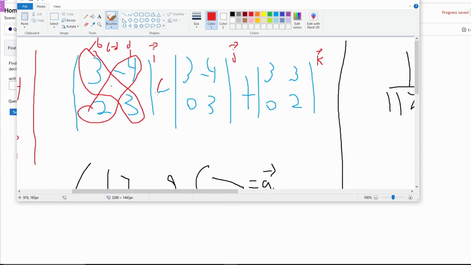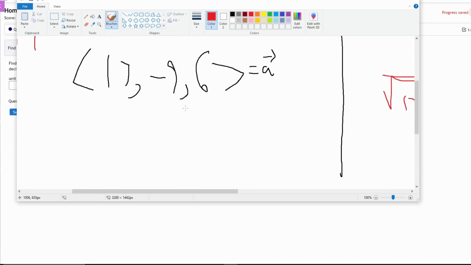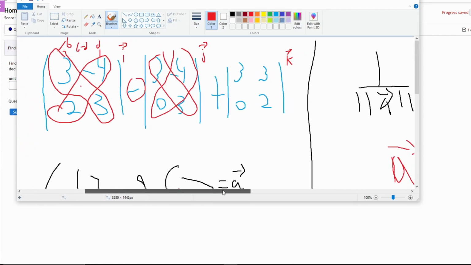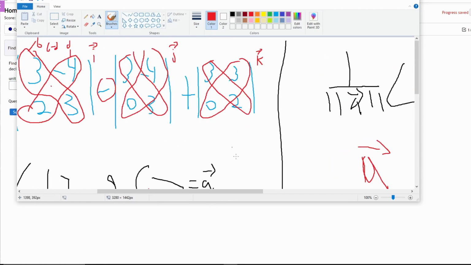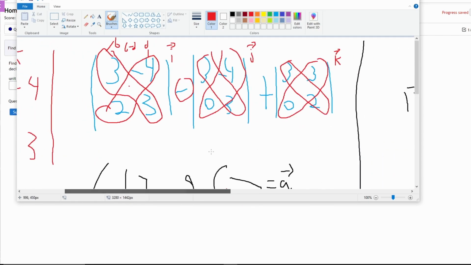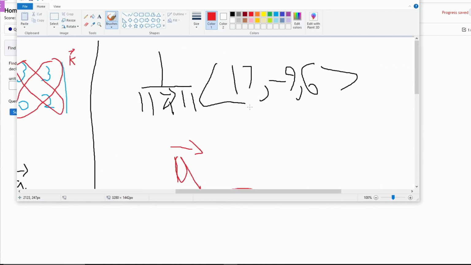Minus, don't forget this. 3 times 3 is 9. -4 times 0 is 0. So 9 minus 0 times -1 is -9. Then here, 3 times 2 is 6. 3 times 0 is 0. 6 minus 0 is 6. Cool. So that's how you take a cross product. I guess there's more. It's not that bad though.